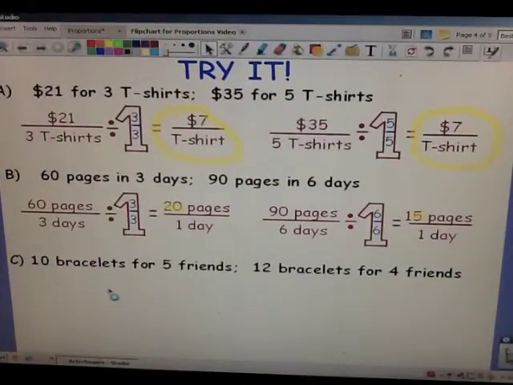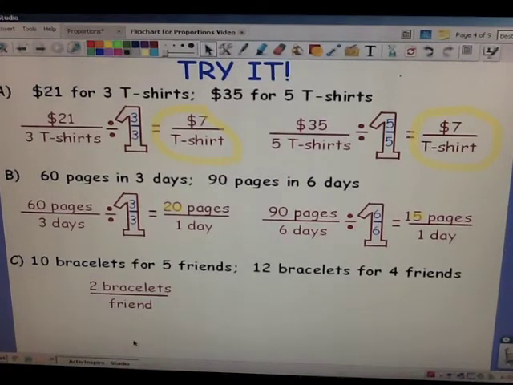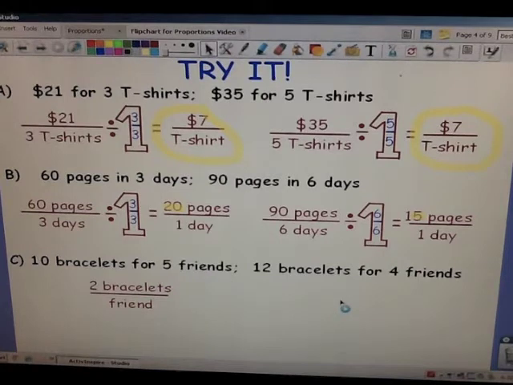Okay, let's see how you did. 10 bracelets for 5 friends. The unit rate should have been 2 bracelets per friend, and the unit rate for the 12 bracelets would be 3 bracelets per friend. No, they are not proportional. 2 bracelets, 3 bracelets, they're not equal.